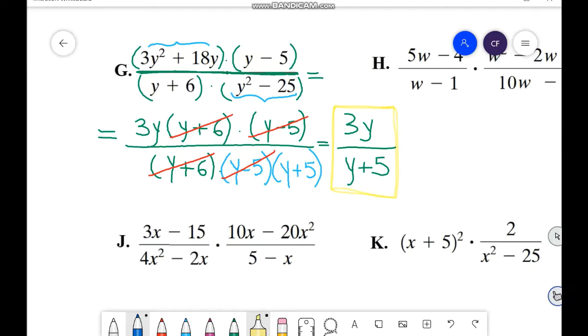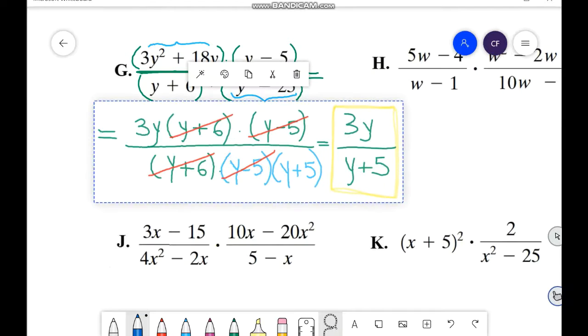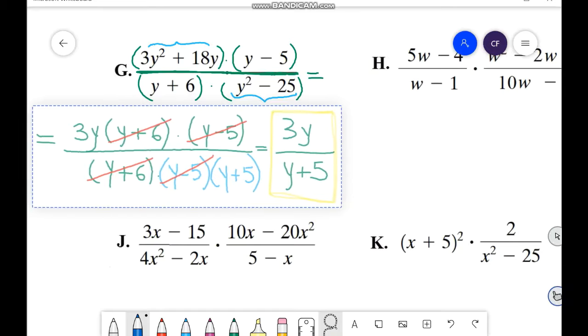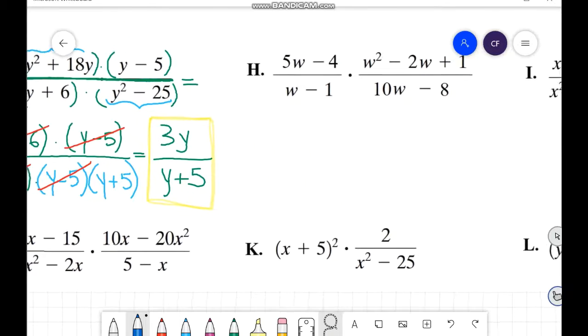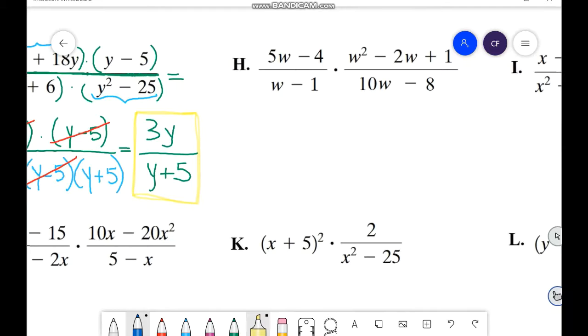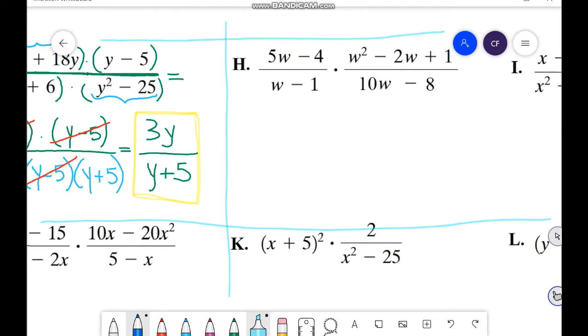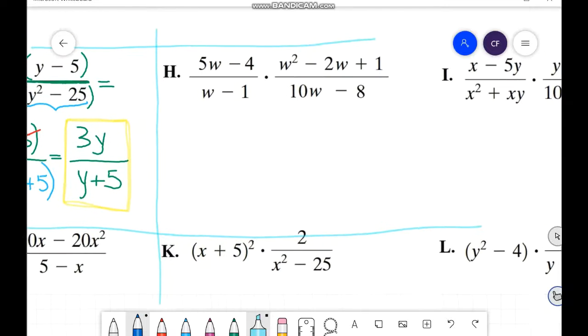Now let's work the next one, letter H. Let me see if I can just move this a bit. Okay. Letter H. Letter H is going to be interesting because we have, let me show you.